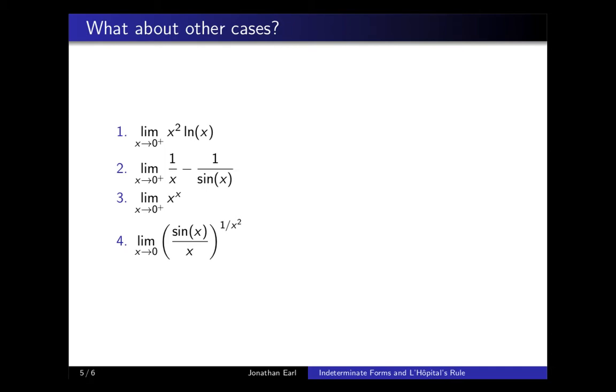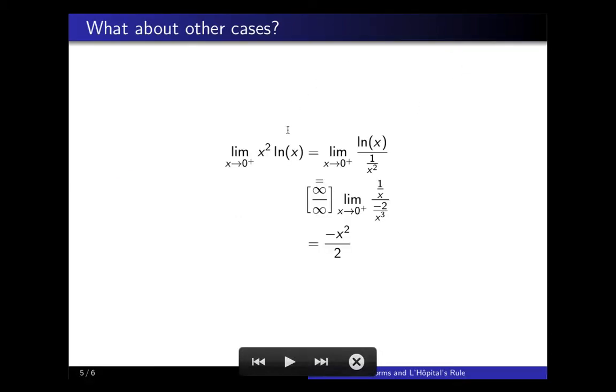Okay, so the first one. We have the limit as x goes towards 0 from the right, so that the natural logarithm is defined, of x squared times natural logarithm of x. What we see here is that x squared as x goes to 0 is going to 0, but natural logarithm as x goes to 0 is going towards minus infinity. So we have something that is of the 0 times infinity form.